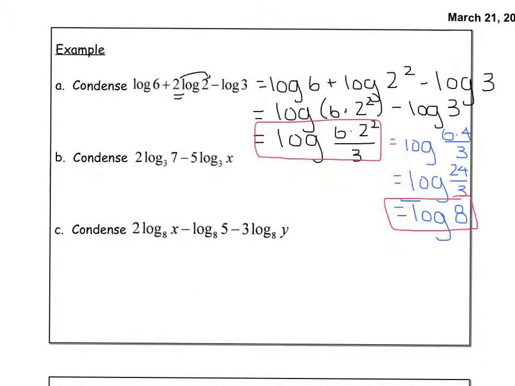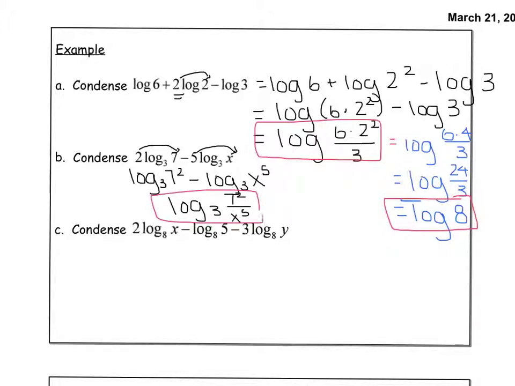In the next example, we actually are going to have 2 exponents. I have 2 coefficients that then become exponents. So it's log base 3 of 7 squared minus log base 3 of x to the 5th. Now there's no addition, so I can't change anything into multiplication. But there is subtraction, so that will become our division. So it's log base 3 of 7 squared over x to the 5th. Now I'm down to only 1 log, and that's what I want for my final answer. Only 1 log in your final answer when you're condensing.